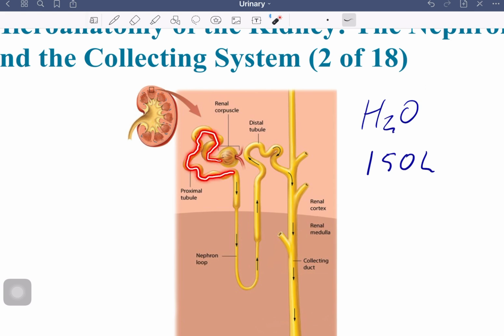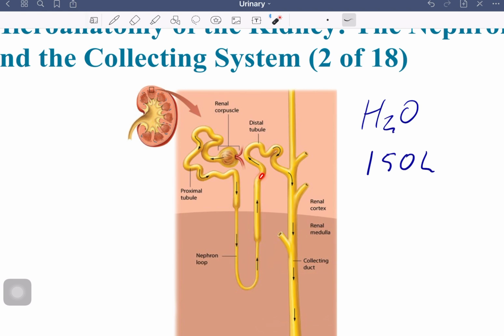That eventually leads into this loop that dips down. Now it depends which type of nephron we're looking at. Some nephrons barely go down to the middle, and some go quite deep. Their loops go quite deep. But we can see that the loop goes down into the area of the medulla and comes back up. So that is the loop of the nephron.